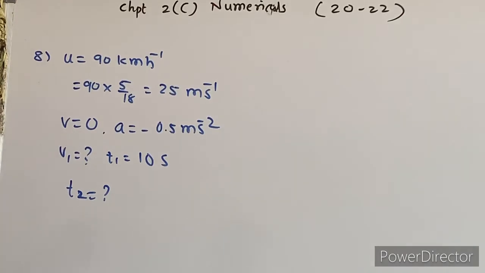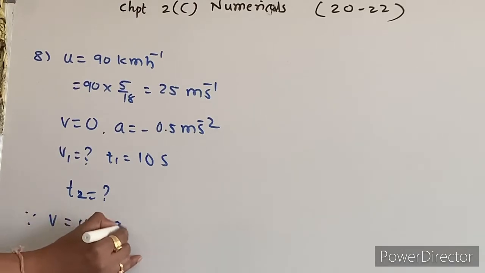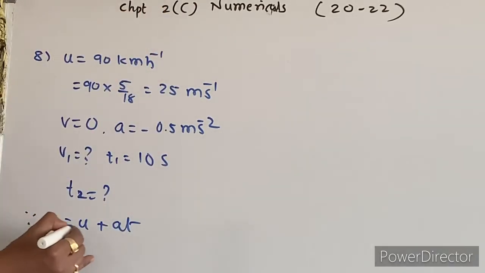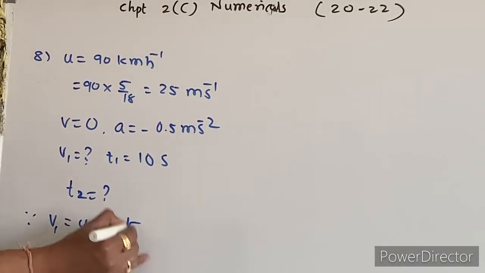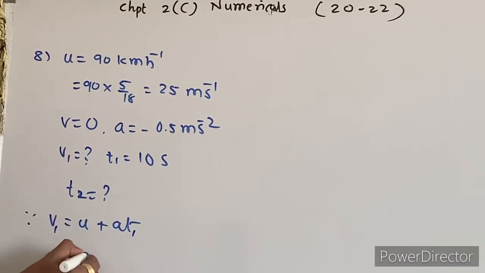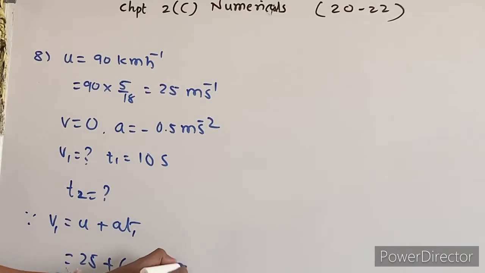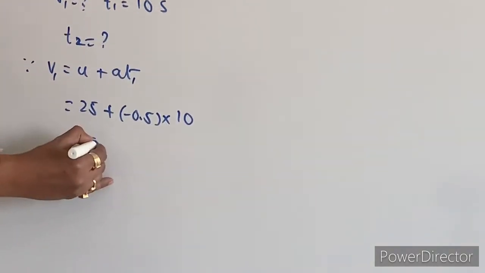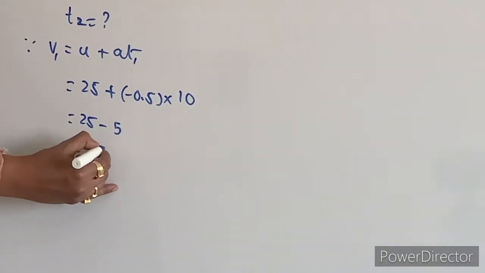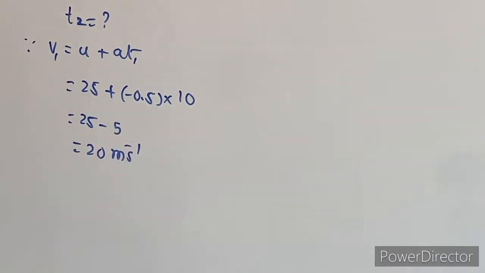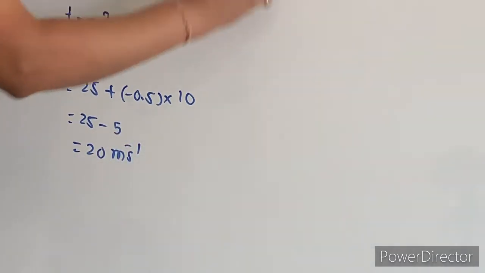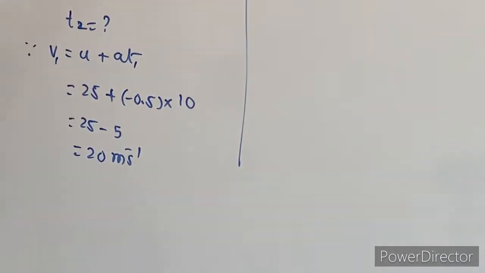This is very important. Since we have V is equal to U plus at, I'm writing V1 is equal to U plus a t1. U is 25, a is minus 0.5, into time is 10. This is 25 minus 5, which is 20 meter per second.